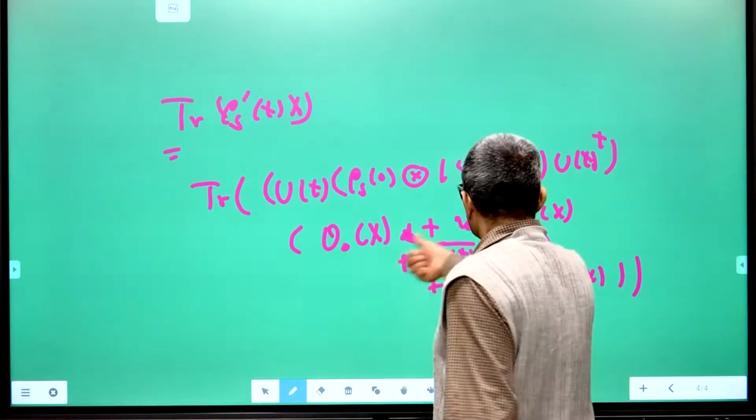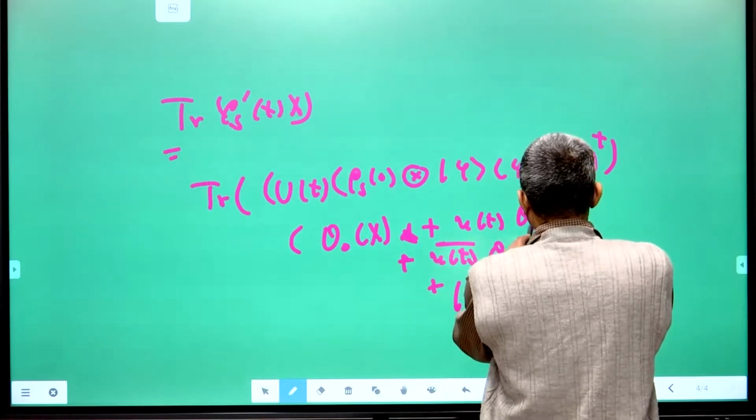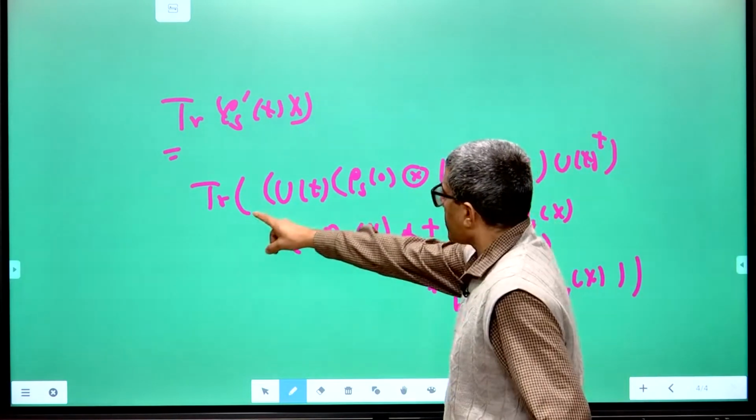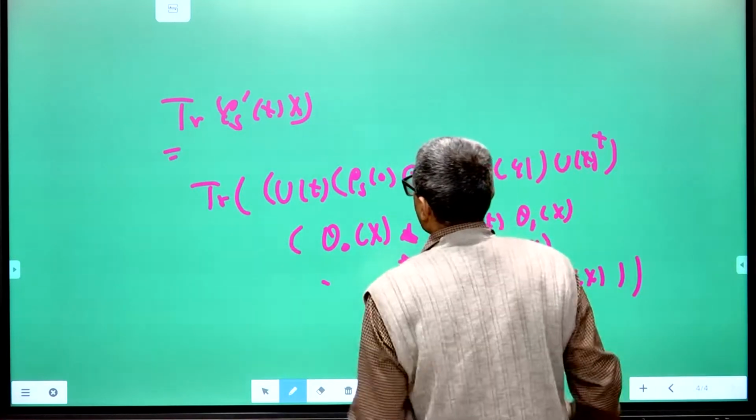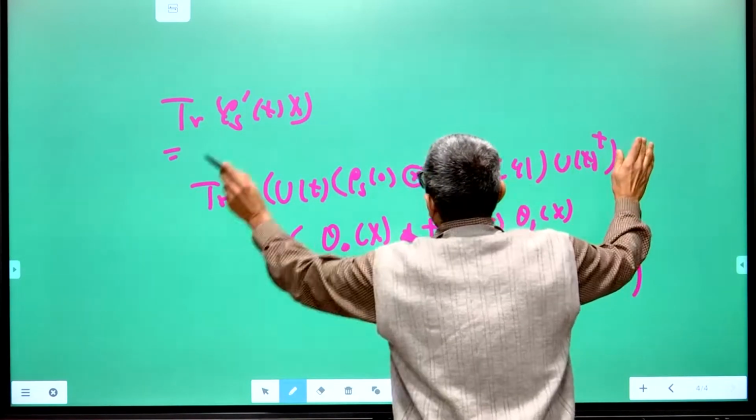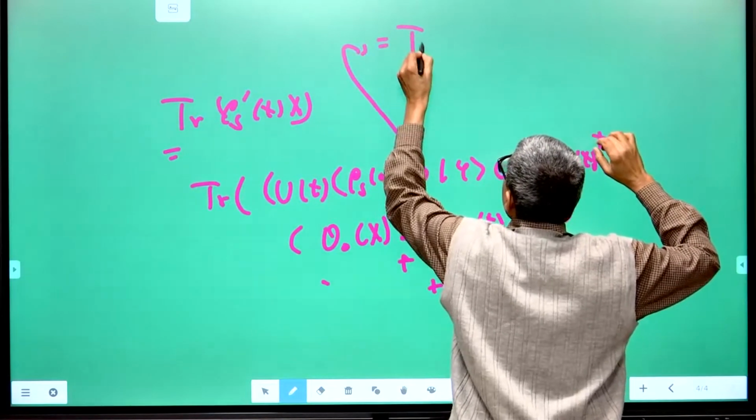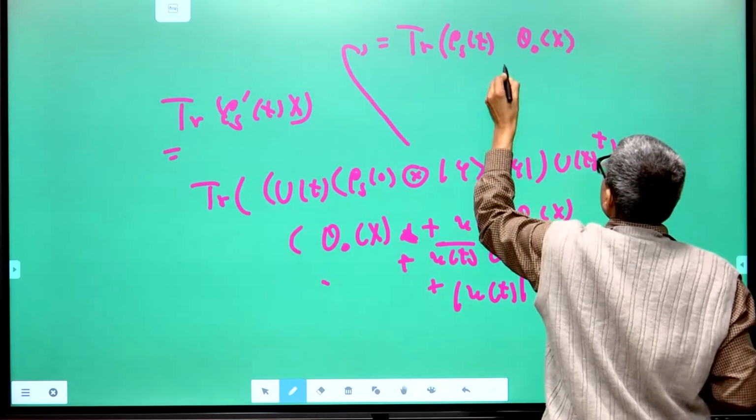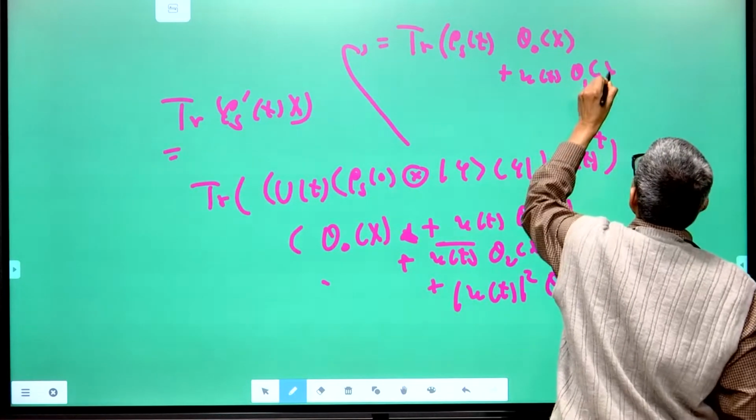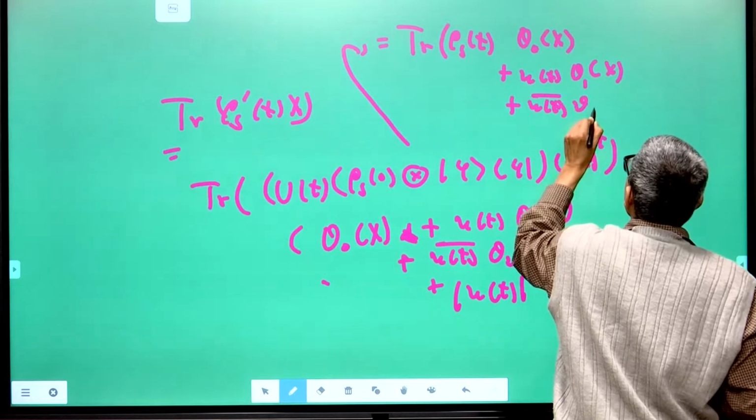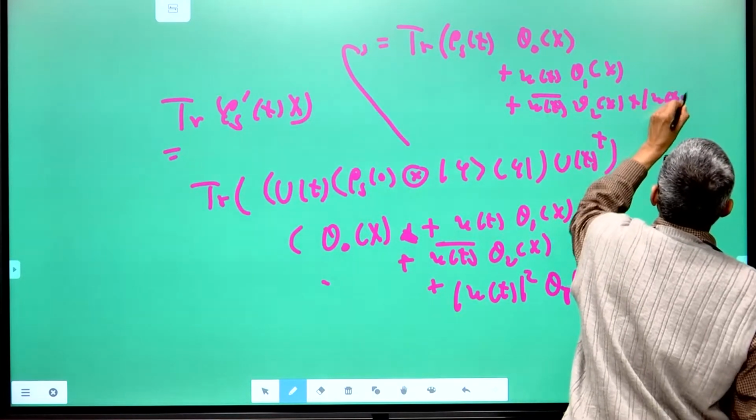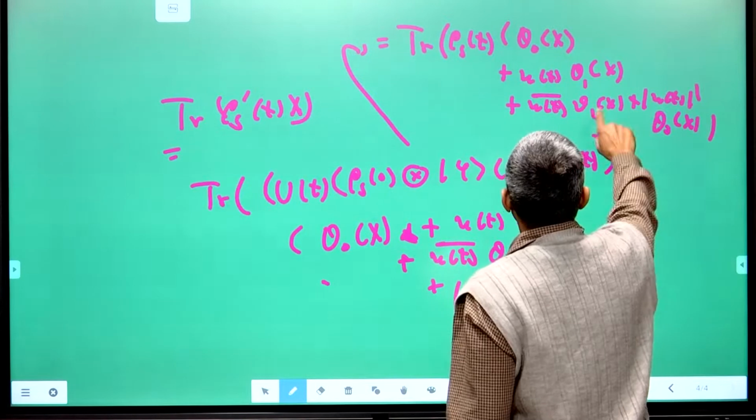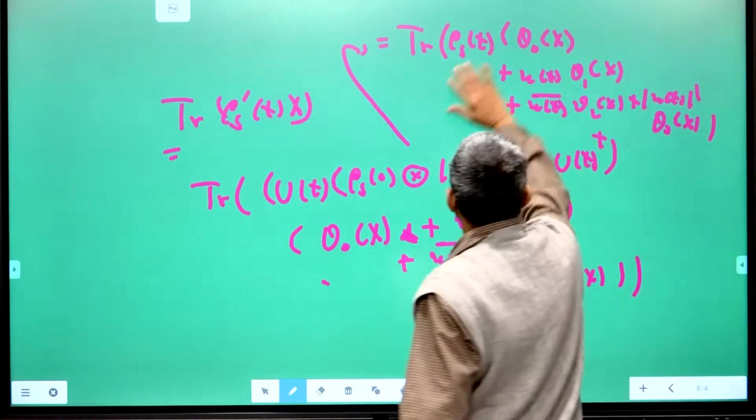Now you are taking the trace of this. This whole thing, theta 0 x plus u t into theta 1 x plus u t bar into theta 2 x plus mod u t square into theta 3 x, is a system operator. So I can first take the trace over the bath, leaving this system operator fixed, and then take the trace over the system, but the trace over the bath of this is simply rho s t. So this whole thing can also be written as trace of rho s t multiplied by theta 0 x plus u t into theta 1 x plus u t bar into theta 2 x plus mod u t square into theta 3 x. Now theta 0, theta 1, theta 2, theta 3 are all linear maps on the space of system operators.